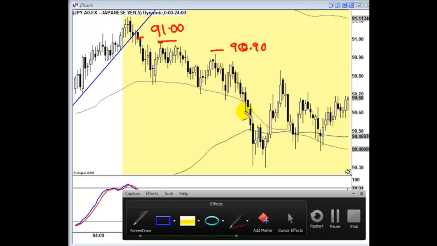and then moved lower, and a bit of a bounce up to there. I can move my stop loss to 90.55, and then we moved lower, and then eventually we got taken out at that stop loss. So by the time we moved our stop loss to 90.55, we've locked in 45 pips.